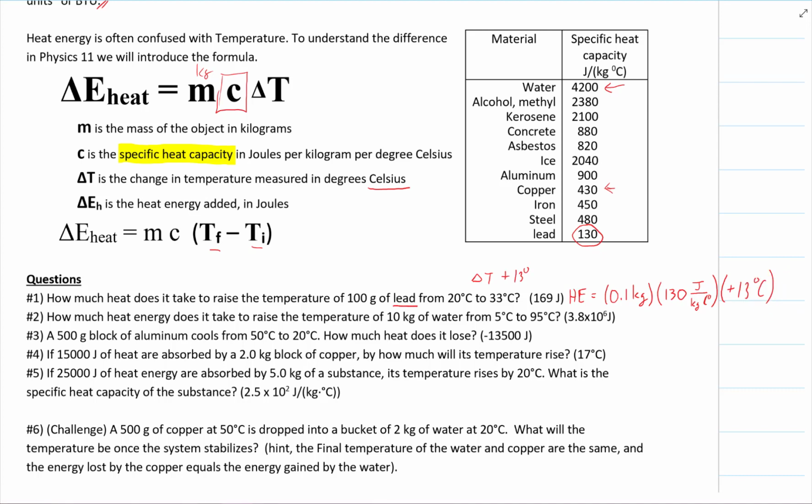I'm just going to show you the units cancel out. The degrees Celsius cancels out, the kilograms cancel out, and we'll end up with joules. And 0.1 times 130 is 13. And 13 times 13 is 169 joules as the answer. And that's about how you do the questions. So just try out questions 2 through 5 using this formula and finding out how many joules it takes to heat, or how much energy is lost, or the changes in temperature. And that's it. So let's try those and see if you can get those answers.